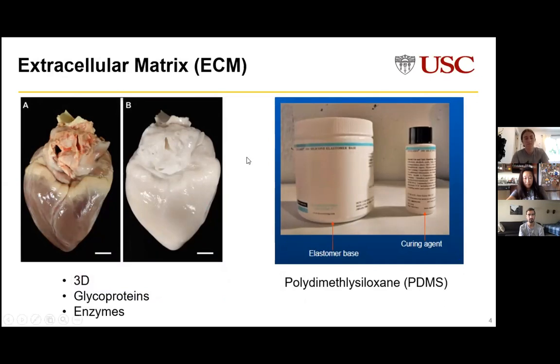Typically, our lab uses what's called PDMS to mimic the extracellular matrix. On the left, you can see a decellularized heart. What's left after you take those cells off of the heart is the extracellular matrix. It's a scaffold so that the cells can attach to the scaffold and grow in a specific 3D organization. But it's hard to recreate that if you're doing it in a lab and you don't have access to a bunch of hearts that you can decellularize. So we often use PDMS to replicate the extracellular matrix.